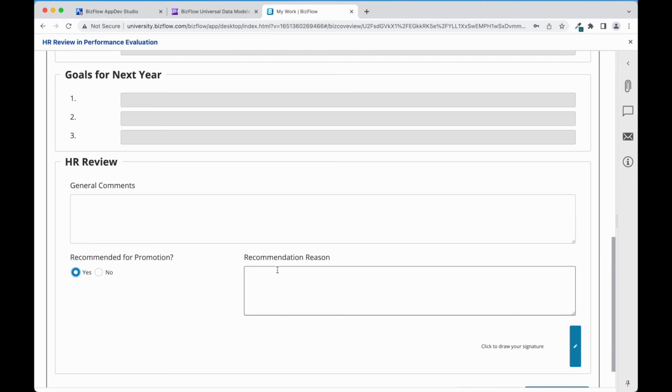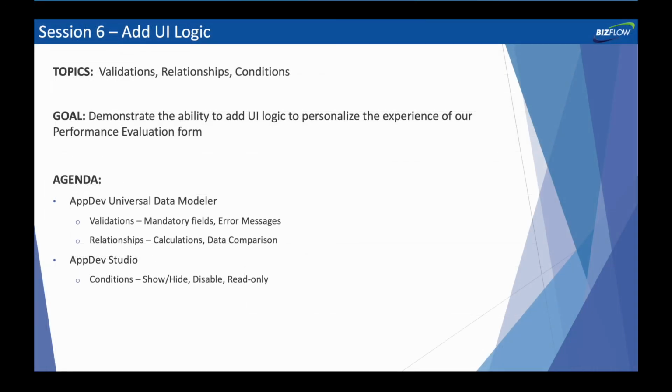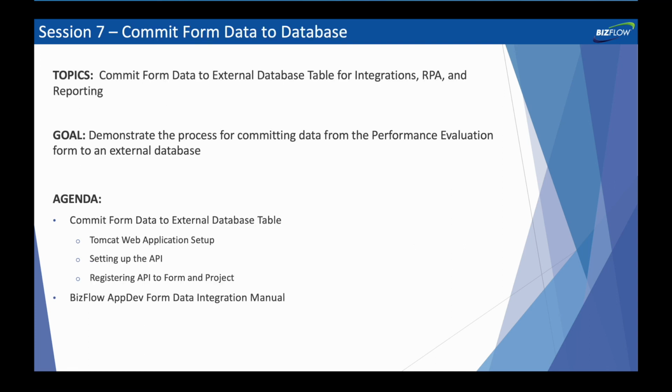So as always, let's recap this session and then review our next one. So in this session, session 6, we took our AppDev performance evaluation form and we walked through how to add data and UI logic to it to give it a much more guided user experience for our end users. In our next session, session 7, which is also the last session of our 7-part BizFlow enablement series, we'll be walking through the process of committing the AppDev form data to an external database table.